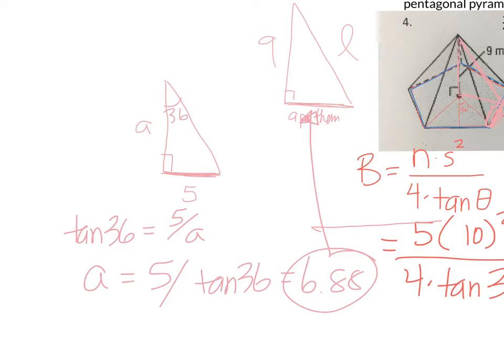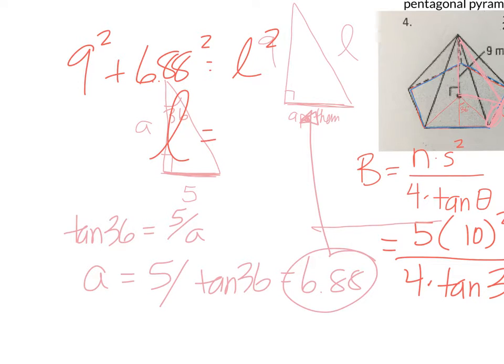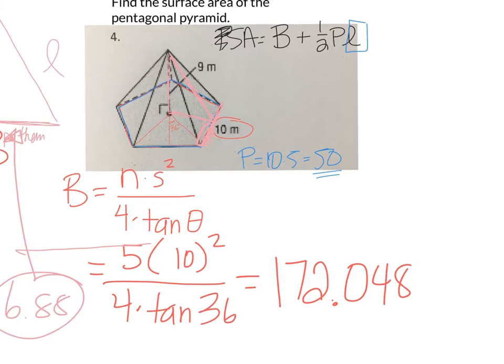So one more time, now we have to use our buddy Pythagoras. 9 squared plus 6.88 squared equals L squared. When we do all these nice calculations, sorry, we get a slant height of 11.33 meters. Okay, so yes, there's a lot to do for this problem.